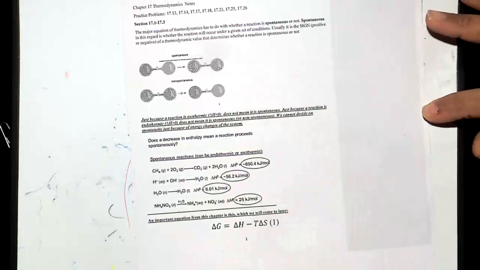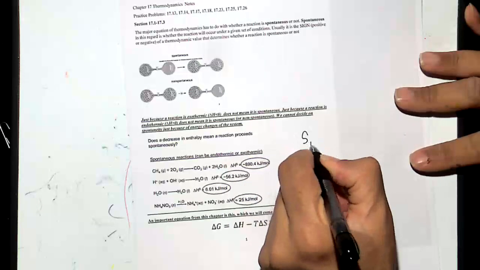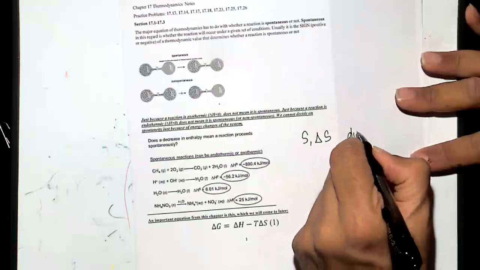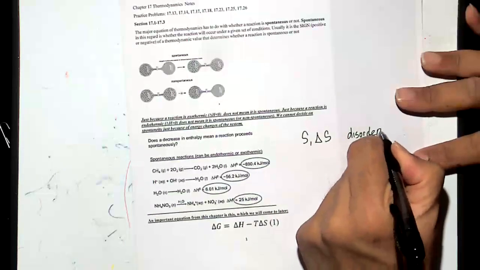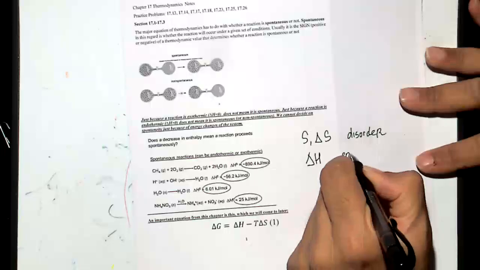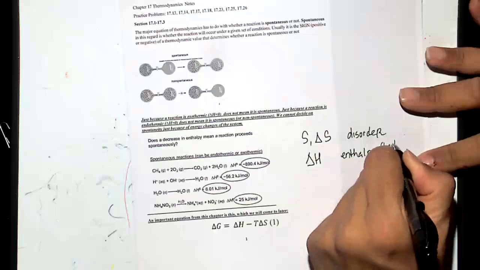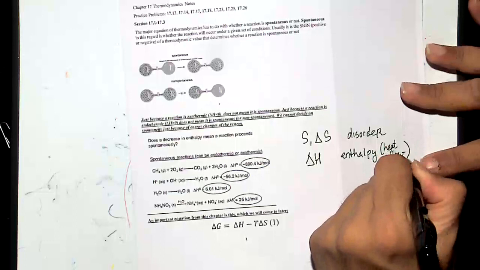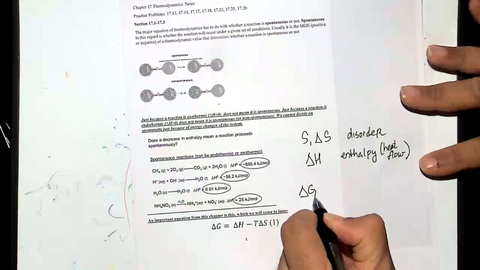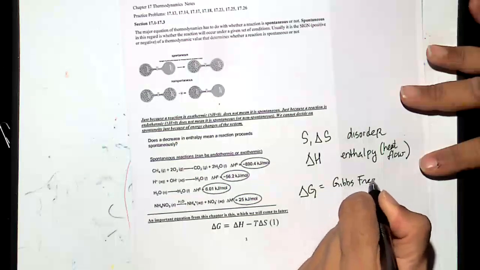So let's just talk about thermodynamics here. We have 3 main parameters. One is entropy, which is delta S. This is disorder. The other one is delta H, which is enthalpy. This is heat flow. And all of them are bound together with delta G. This is called Gibbs free energy.